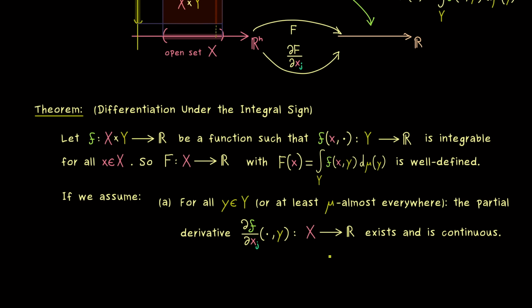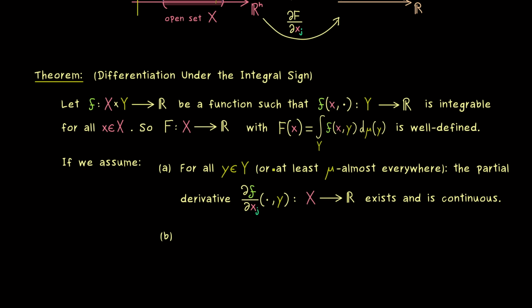And now comes the second assumption. We want that this new function is a continuous function from R^n into R. In other words, we want that our lowercase f is partially continuously differentiable. And this is a property that should translate to our function capital F as well.